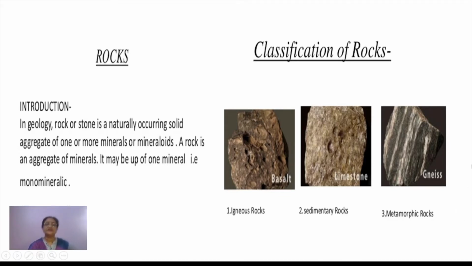One example of igneous rock you can see here in the pictures. The best example of igneous rock is basalt. For sedimentary rock, in the same way, limestone. And metamorphic rock is gneiss. So these are the examples.